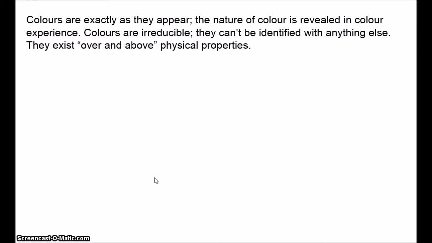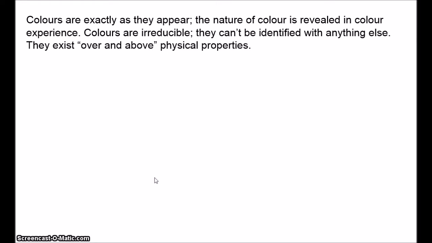Now, one consequence of this is that colours are irreducible. A colour can't be identified with anything else. Redness is not a wavelength. It's not a surface spectral reflectance. Red is just red. When you open your eyes and look at a red cup, you're seeing a colour as it really is. The nature of colour is fully revealed in your perception. Obviously, we don't perceive colours as being wavelengths, for instance. We don't perceive them as being surface spectral reflectances, so that's not what they are. They are exactly as they appear.